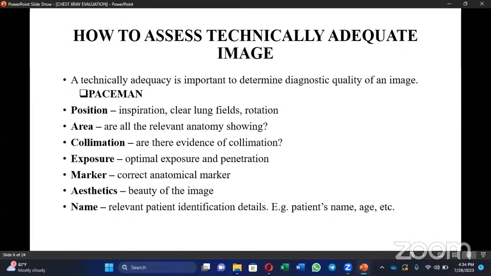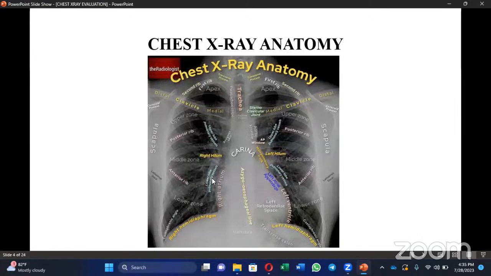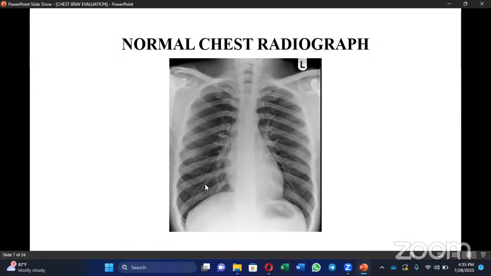Oh, okay. So I talked about exposure, and I said that you should ask yourself whether the image is rightly exposed, or the exposure is optimal. Optimal exposure is assessed by looking at the heart shadow. Let me use this image. When you look at the heart shadow, you should be able to see a faint appearance of the thoracic spine. You see all these things, the spine. You should be able to see the faint appearance of the thoracic spine within the heart shadow. This means that the image is optimally exposed.